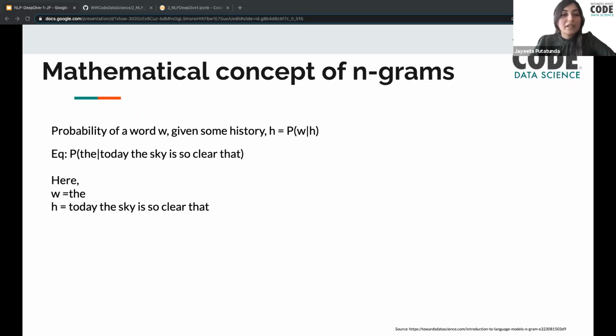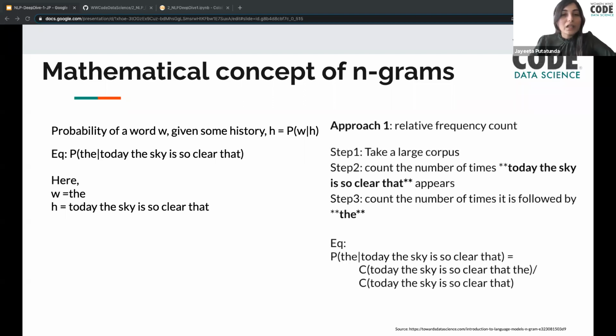So what we're saying in this whole equation is that we're trying to understand the probability that the will follow the history H. That's today the sky is so clear that, and the next word would be the, like I said, next word input prediction.